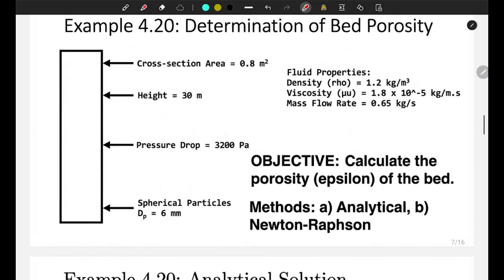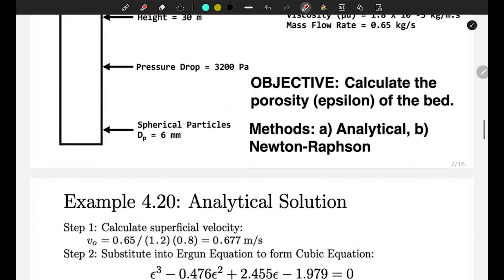Then the second numerical, determination of bed porosity, in which the given data is: the area is 0.8 meter square, height of the column is 30 meters, pressure drop across the column is 3200 pascals, and the particle has a spherical diameter of 6 mm, and fluid properties like density, viscosity, and mass flow rate are given as follows. The objective of this numerical is to find the porosity of the bed. We use two methods here, first the analytical one and second the Newton-Raphson method.